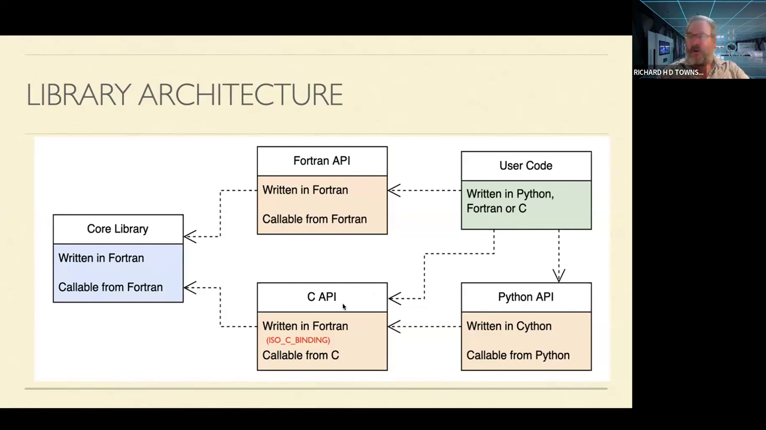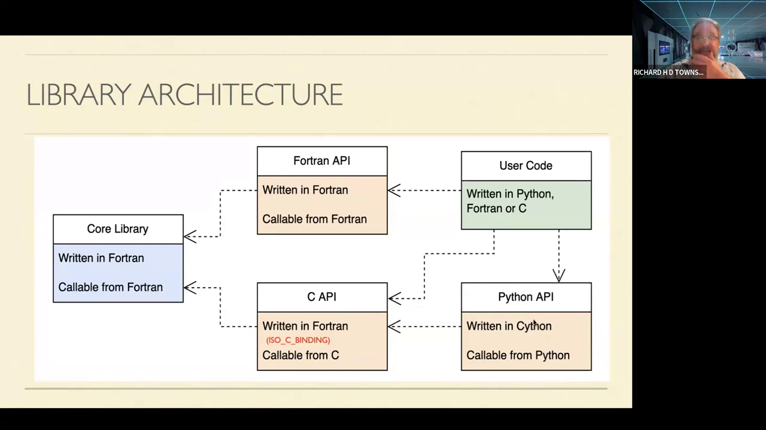So all of the routines in the C API are directly callable from C and appear to external programs as a C library via the ISO-C binding interoperability functionality in relatively recent Fortran standards, I think maybe 2003 onwards. So the C API looks to everything else to be C, but it's actually written in Fortran. And so it's that API that the Python API accesses.